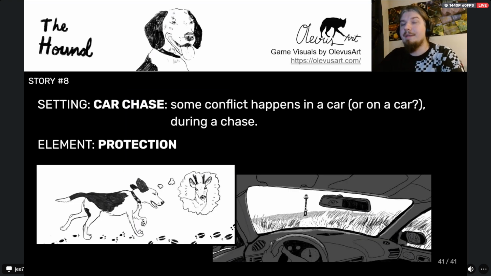And the last story was the Hound, story number 8. So the setting was a car chase. The element was protection, and in this story I didn't use Midjourney. I used an artist, a real world artist. So Olev's art is an artist in Estonia, and she drew the images for this story.